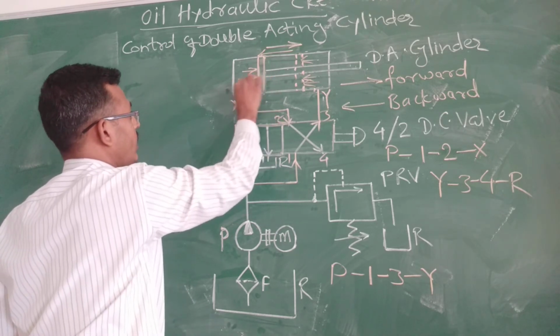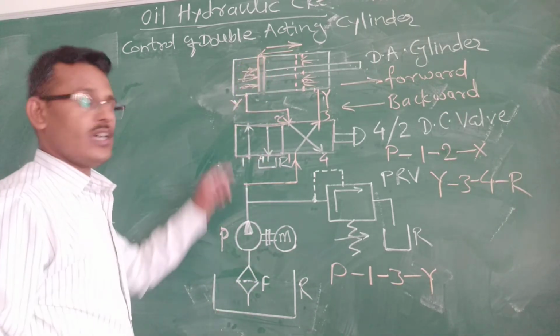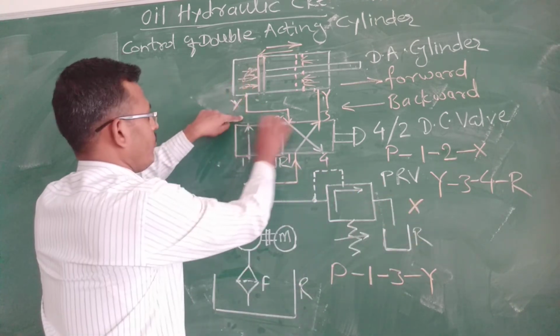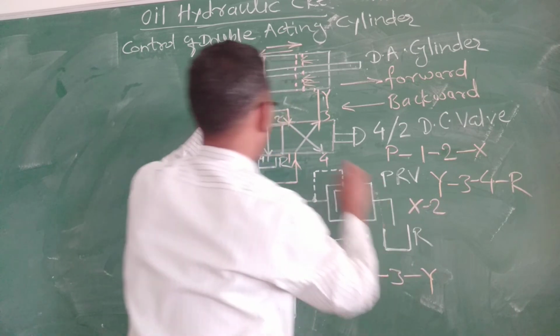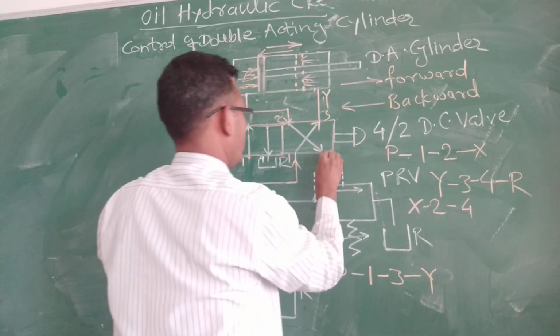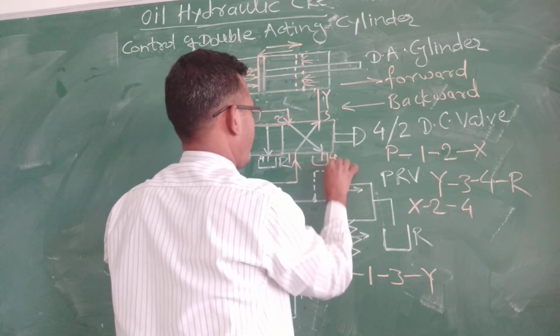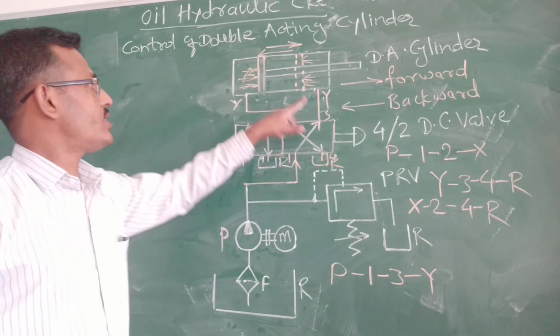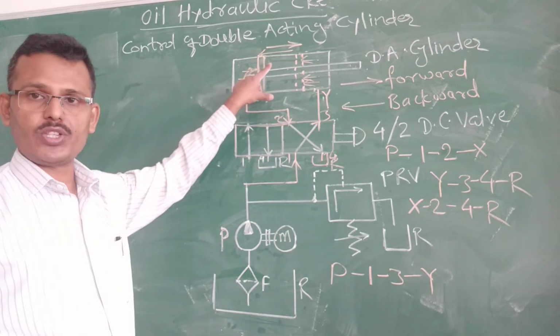Whatever oil is present in this area starts to flow from port X to port 2, from port 2 to port 4, and from port 4 finally it is admitted into the reservoir. In this way it completes its return stroke.